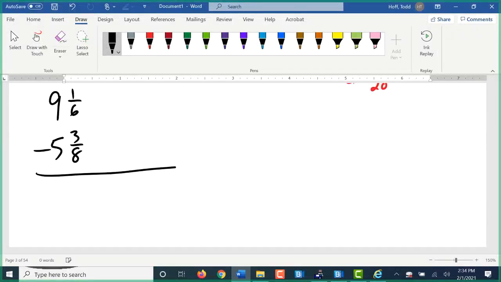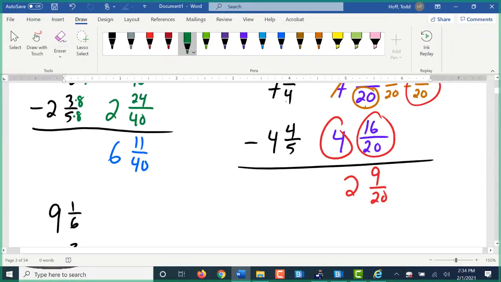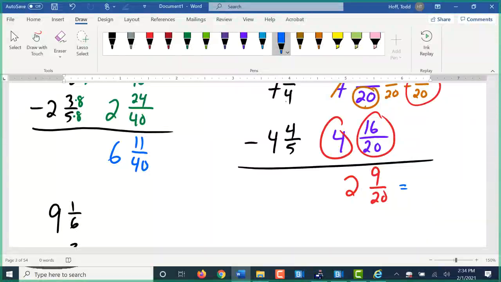Could you reduce 9/20? 9 can only divide by 3, and 20 cannot divide by 3. Nope, that cannot be reduced. 9 is an odd number, so you can't divide by 2. The way you can tell if you can reduce it is to prime factor it. 9 is 3 times 3 and 20 is 2 times 2 times 5. There's no common factor, so it can't be reduced.